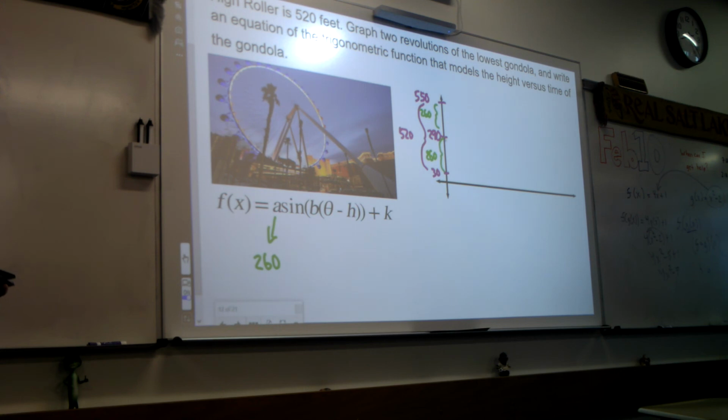Okay, so now, guys, that's basically enough for us to figure out the rest. So 290 is our new midline, 550 is our maximum, and 30 is our minimum. I kind of draw this so I don't get skewed as we're going. Okay, let's try that again.